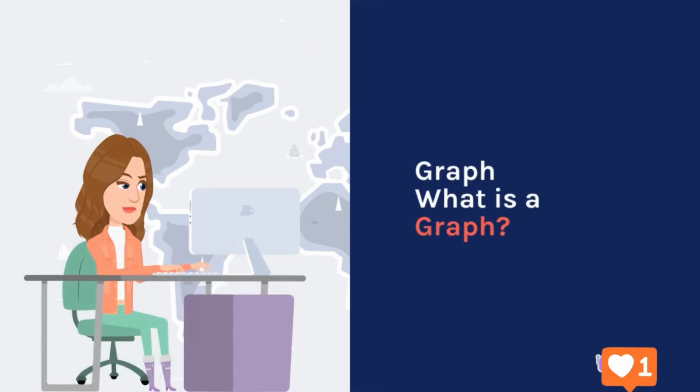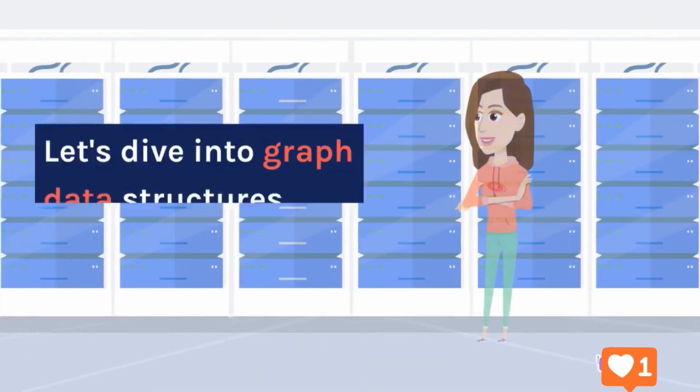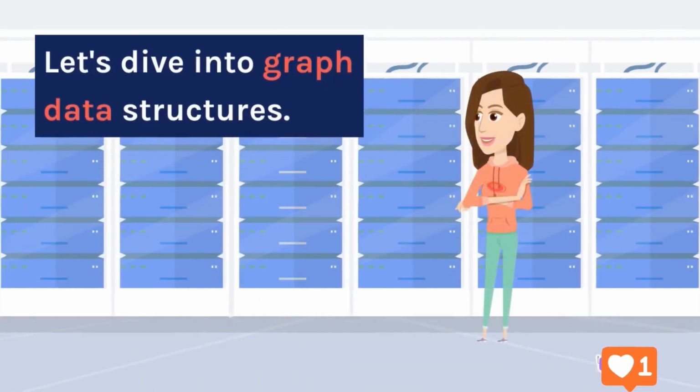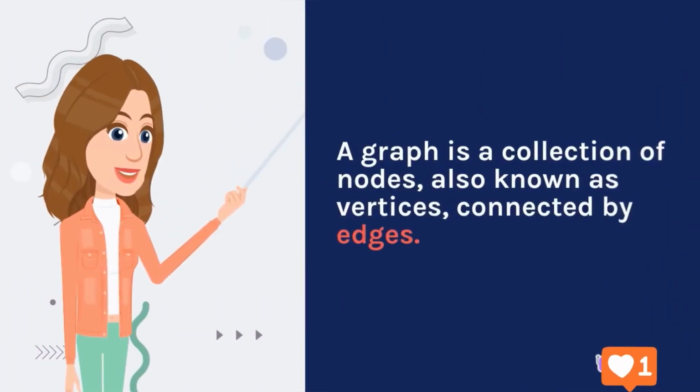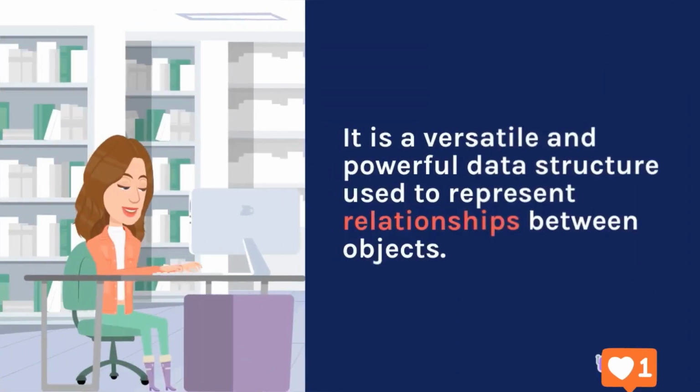Graph. What is a graph? Let's dive into graph data structures. A graph is a collection of nodes, also known as vertices, connected by edges. It is a versatile and powerful data structure used to represent relationships between objects.